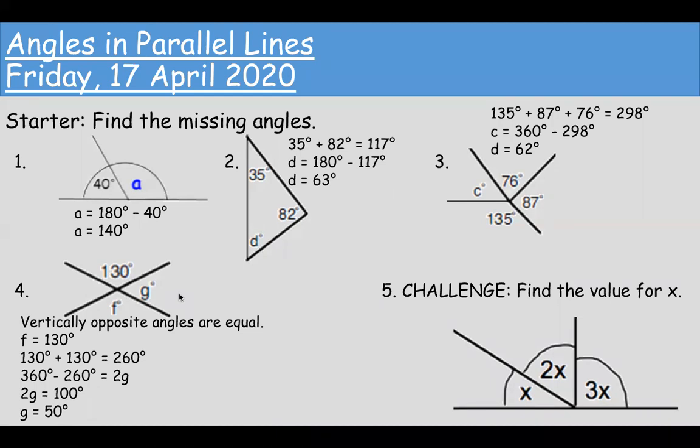Can you all please copy just number 4? Draw the two lines, and then copy the whole thing for number 4, including the thing that says vertically opposite angles are equal.